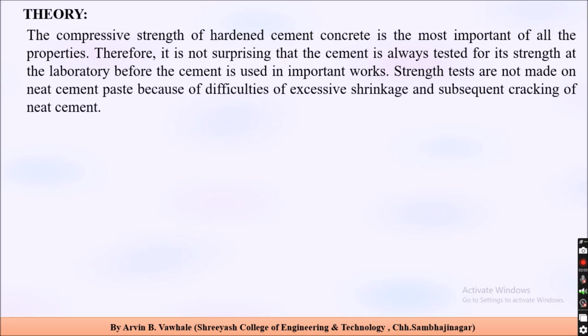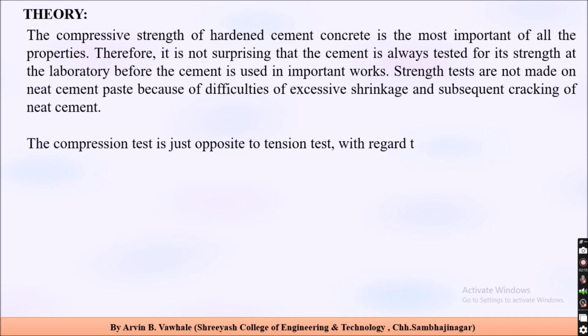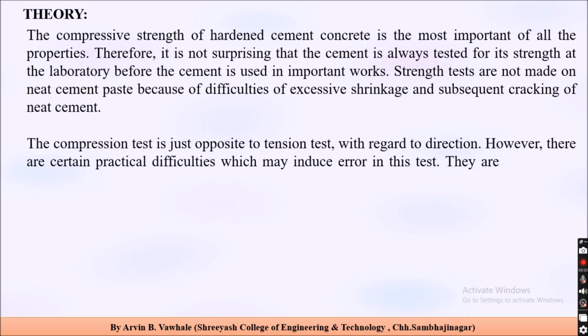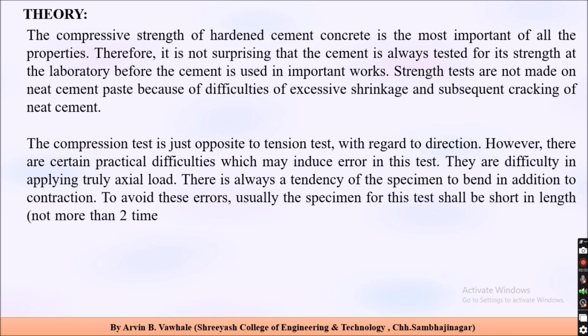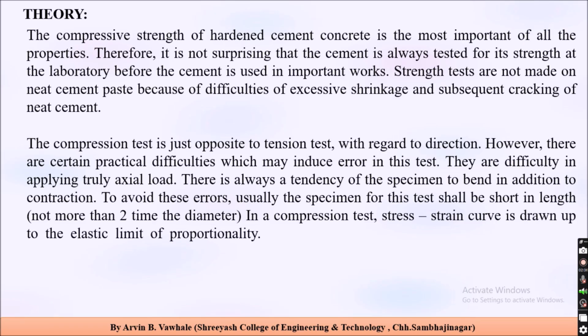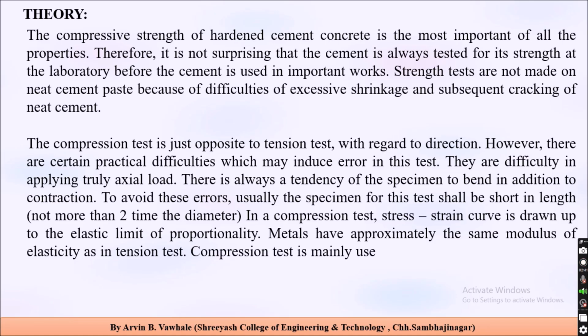Strength tests are not made on neat cement paste because of difficulties of excessive shrinkage and subsequent cracking of neat cement. The compression test is just opposite to the tension test with regard to direction. However, there are certain practical difficulties which may induce error in this test. They are difficulty in applying truly axial load. There is always a tendency of the specimen to bend in addition to contraction. To avoid these errors, usually the specimen for this test shall be short in length, not more than 2 times the diameter, in a compression test.